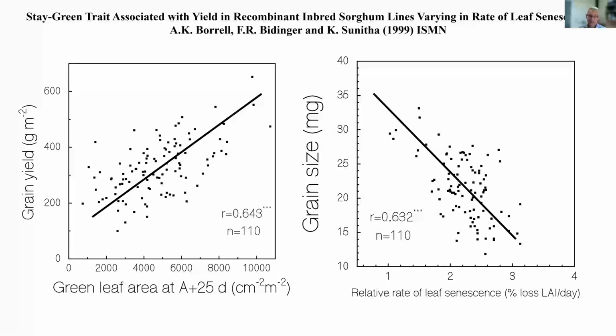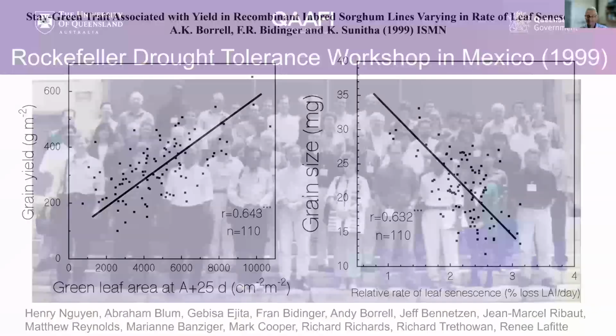We published this work with Fran Bidinger and with Sunita. On the left-hand side, you can see green leaf area at grain fill is positively correlated with grain yield, and the relative rate of leaf senescence on the x-axis is negatively correlated with grain size. This was exciting because in a bigger population, we were getting some understanding of how the trait worked.